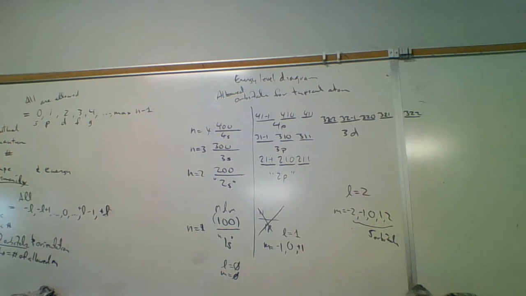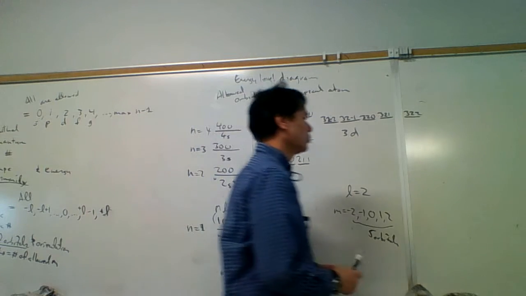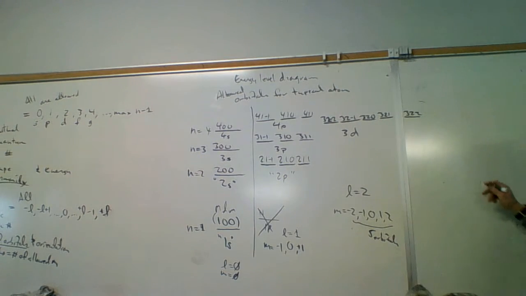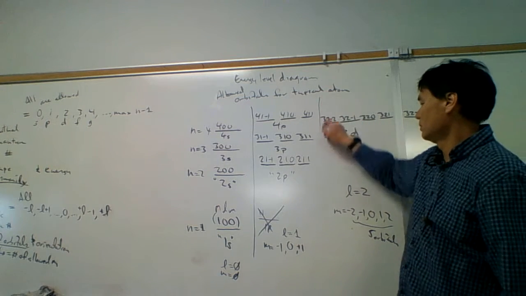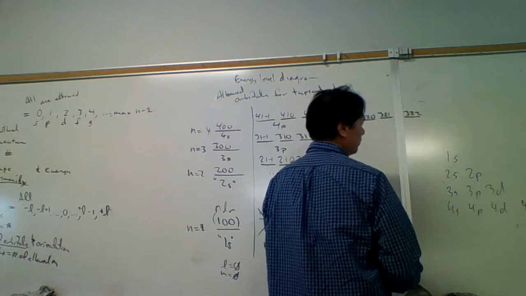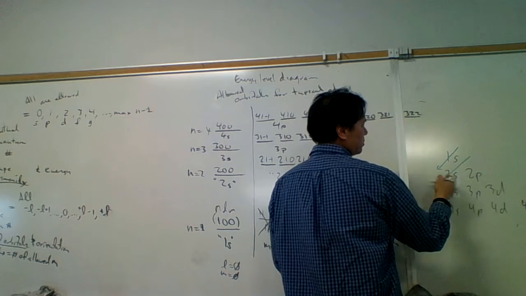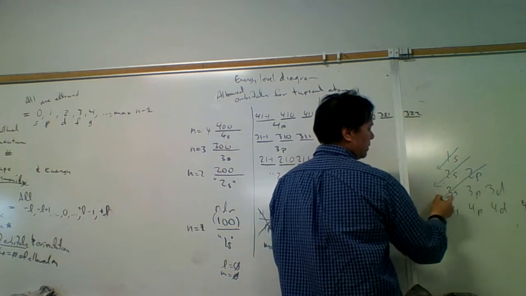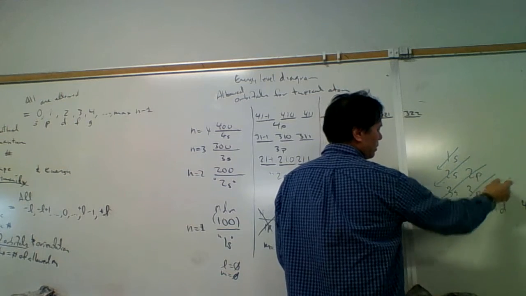Now, this ordering gets all mixed up here, but one way to figure out the ordering is that it follows a pattern as well. The way to figure out the ordering is to write it out like this: 1s, 2s, 2p. These are called sublevels, or subshells. 3s, 3p, 3d. 4s, 4p, 4d, 4f. And so we can figure out the ordering by drawing diagonal lines like this. So it goes 1s first, then 2s, then 2p, 3s, and then 3p, 4s, and then 3d, 4p.